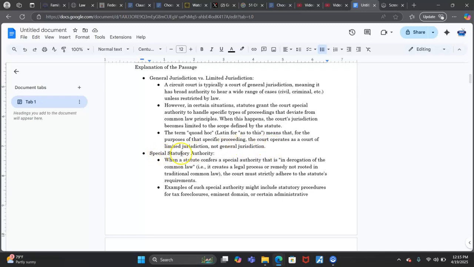Special statutory authority. When a statute confers a special authority that is in derogation of the common law, i.e., it creates a legal process or remedy not rooted in traditional common law. They're mimicking common law. They can copy it. They can mimic it too. But it's not common law, and they will do that. The court must strictly adhere to the statute's requirements.